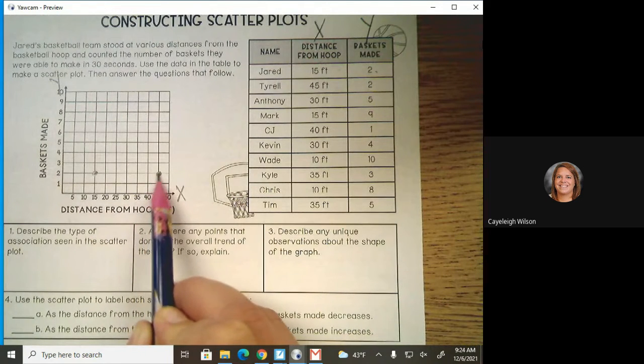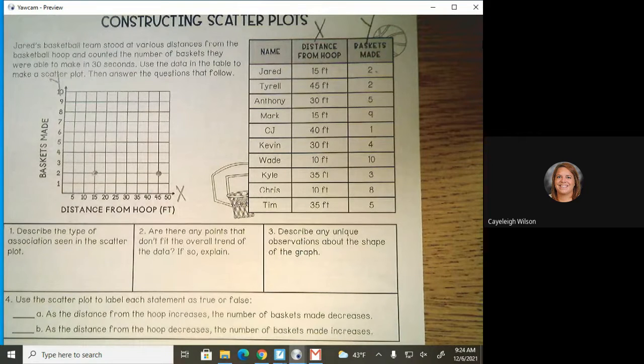Yes, Taryn? You just plot it on top of it. It's just the same spot.